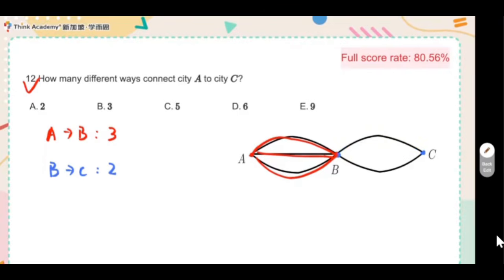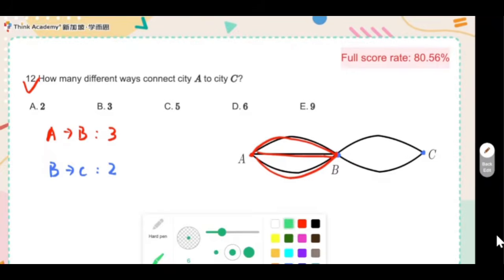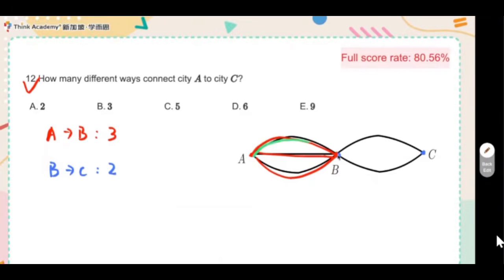Okay, then everyone, let's see another group. Let me use the green color. Okay, from B to C, we still have another way. So 1, 2, 3. Another group of 3. So this time, what we need to do is just to use 3 times 2, give us 6. So the answer here is 6. Yahoo! 6 different ways. Everyone, if you can understand this time, give me a big thumbs up.